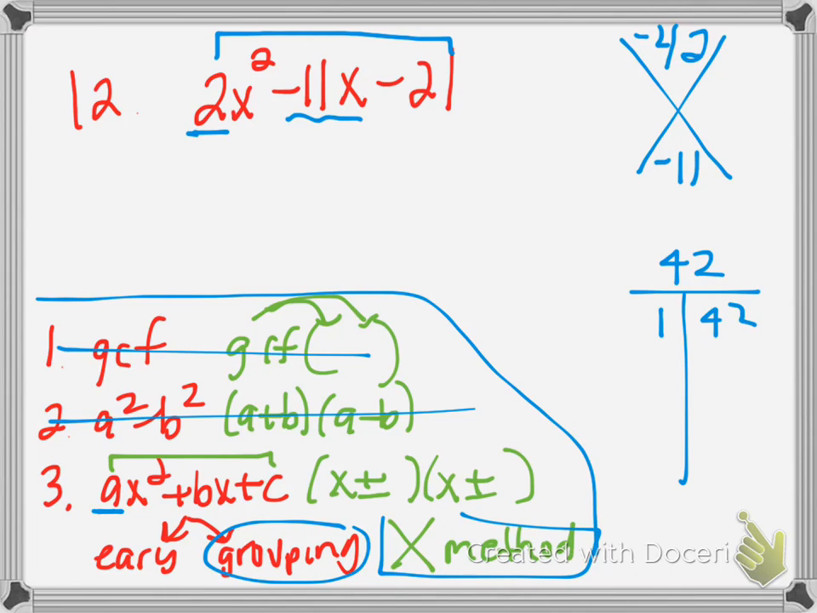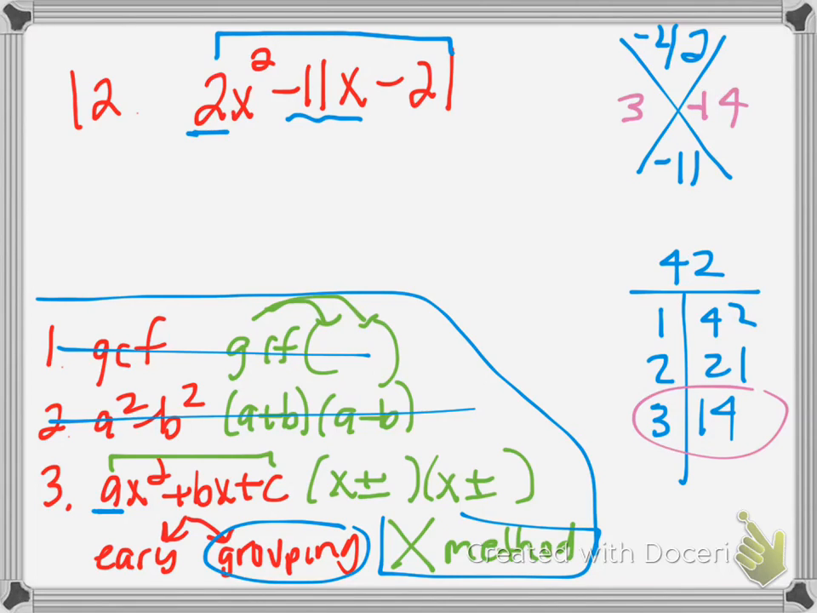1 times 42, I couldn't combine that to get 11 negatives. 2 and 21 would fail. 3 and 14, well, there's our factor pair. 3 and 14 I could combine in order to get 11 negatives, so 3 times 14 has to be a negative 42, so one of the numbers has to be negative, and we need 11 negatives when you add them, so the 14 needs to be negative.